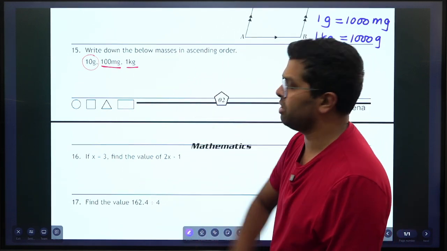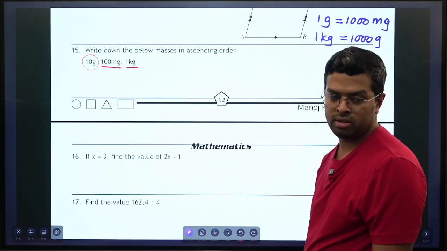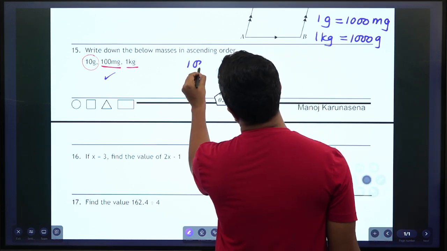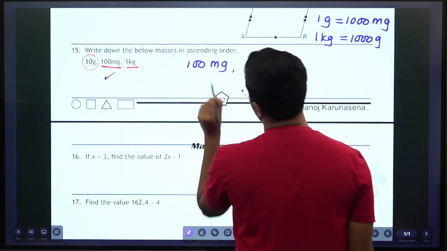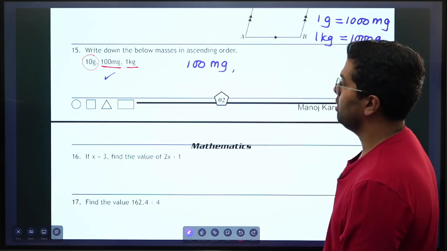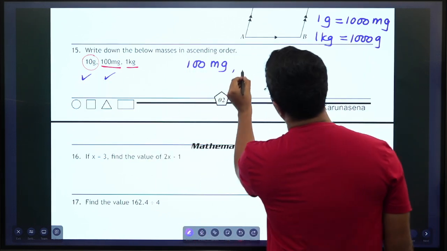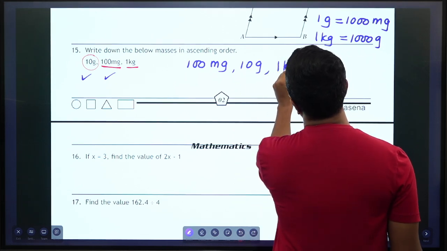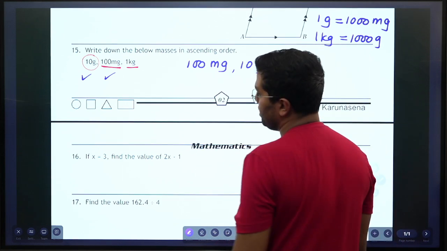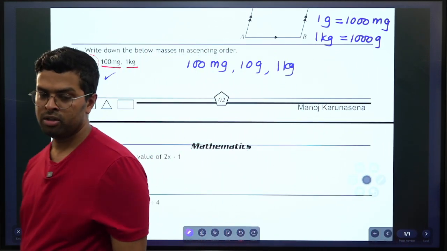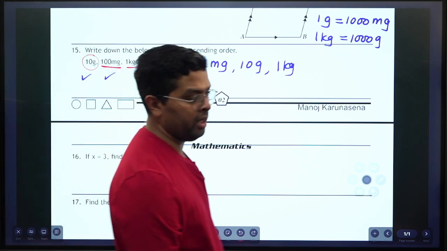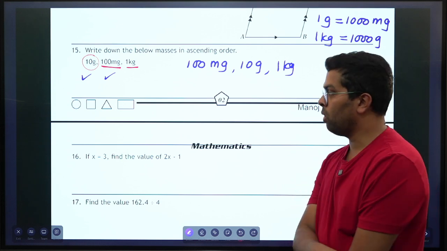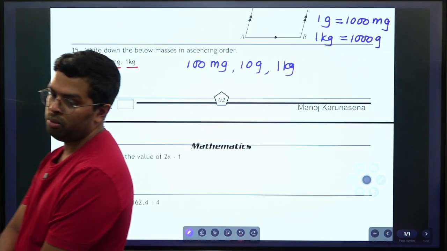So what is the smallest value? Not unit, smallest value. The smallest value is 100 milligrams. Next, 10 grams is the next value. Next, 1 kilogram is the largest value. So we have written these values in ascending order. Is that clear? All right. Moving on.